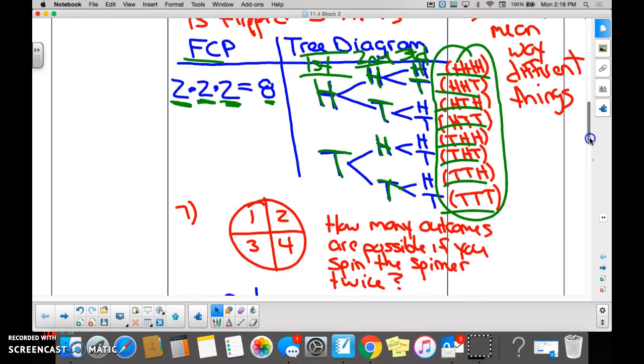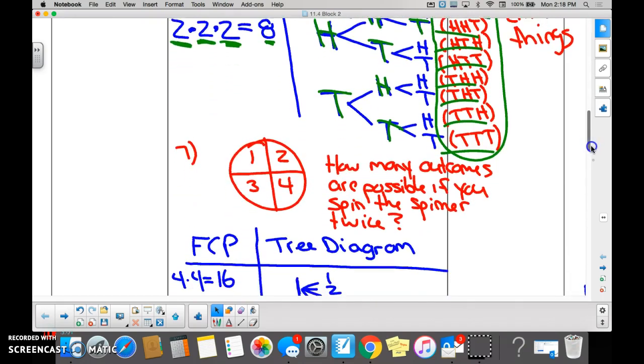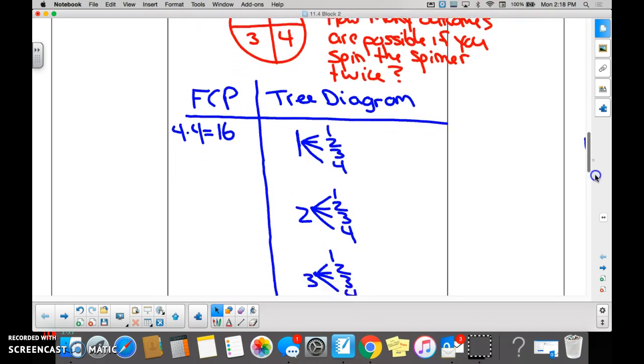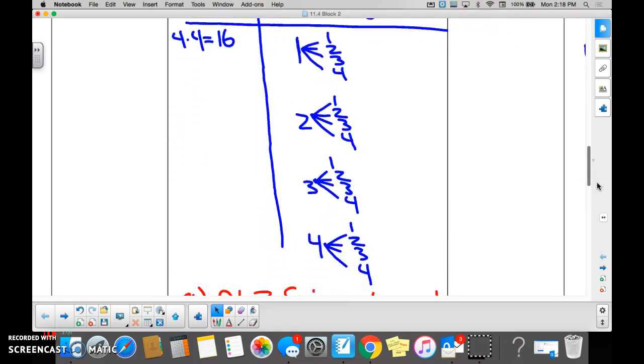Number 7 is spinning a spinner. Again, we did the fundamental counting principle. We spun the spinner twice, and then we showed you all the possible outcomes in the tree diagram. I don't think we need to talk about it.